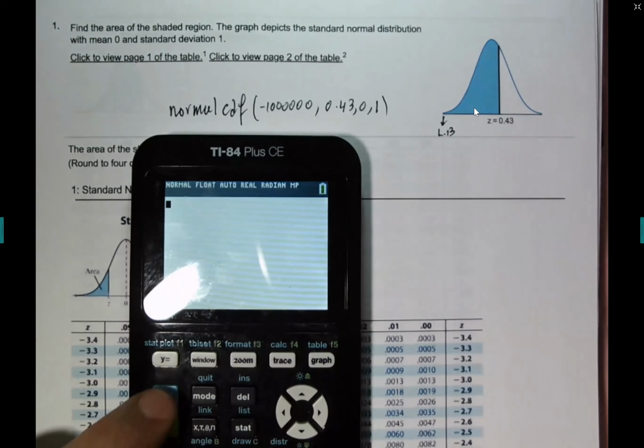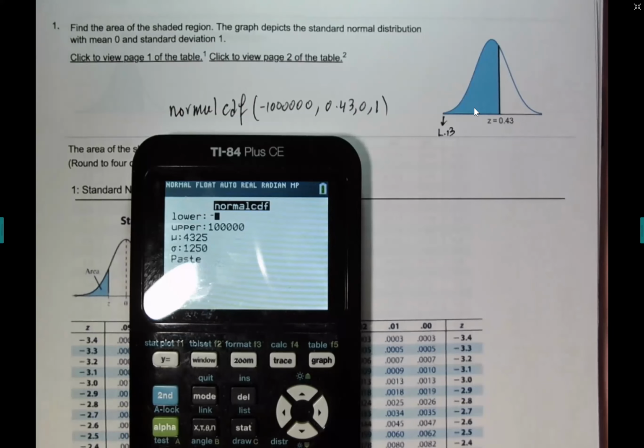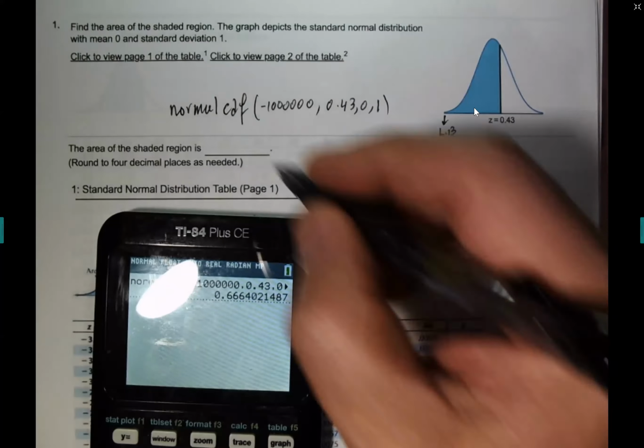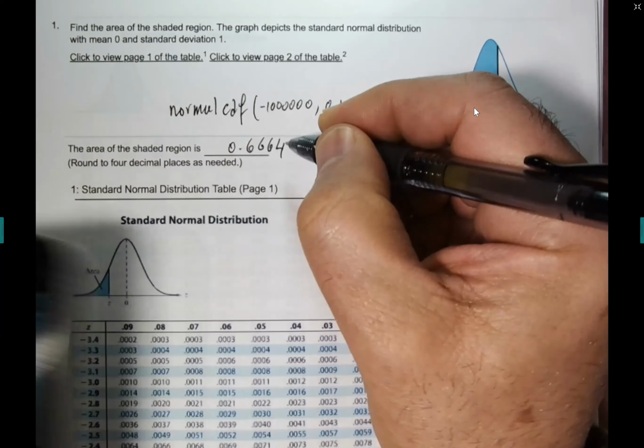Clear. Let's just do this quickly. Normal CDF, negative a million, 0.43, 0, 1. By default, for Z, it's 0, 1. And it would be 0.6664. What did he say? How many decimal places? 4 decimal places. So your answer should be, you just type it 0.6664. And that would be the answer.